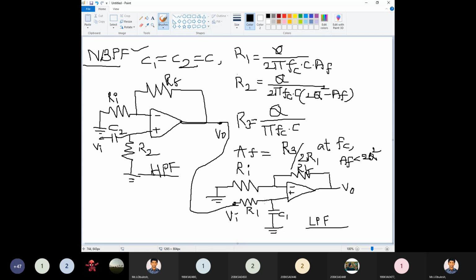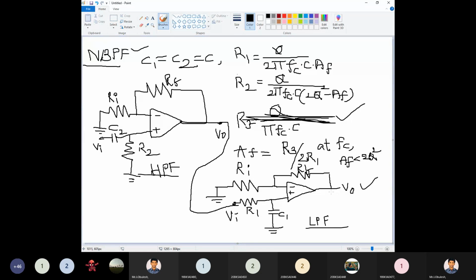This low pass filter diagram, you need to draw here. Okay, now. Then the high pass filter output is connected to the input of the low pass filter. This is called cascading form. So here only you will get the linear bar.